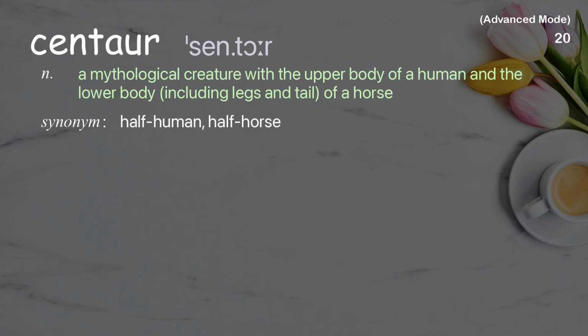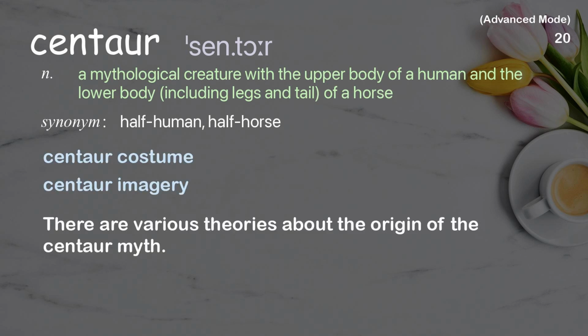Centaur. A mythological creature with the upper body of a human and the lower body, including legs and tail, of a horse. Examples: Centaur costume. Centaur imagery. There are various theories about the origin of the centaur myth.